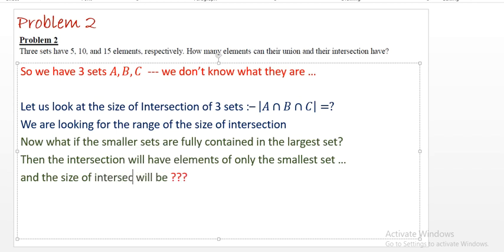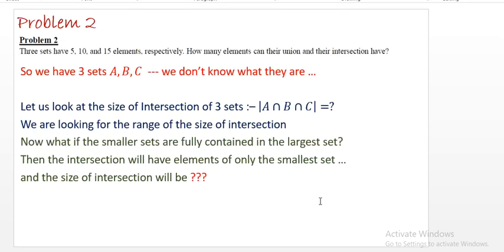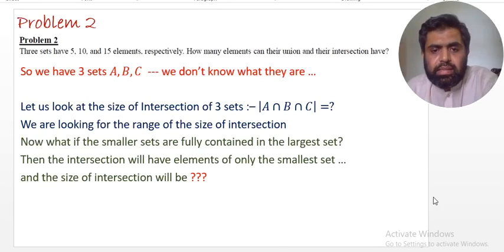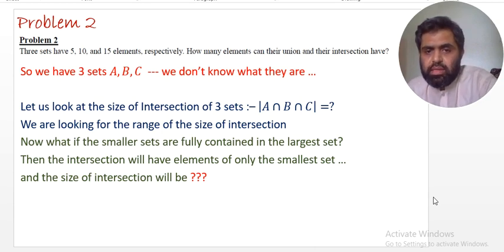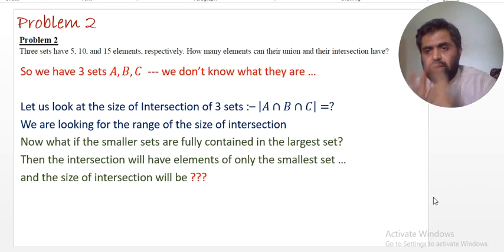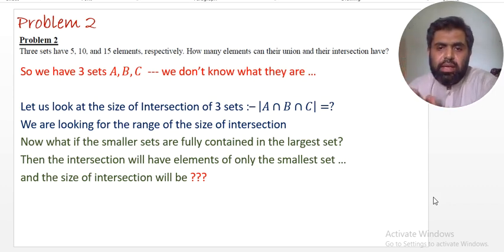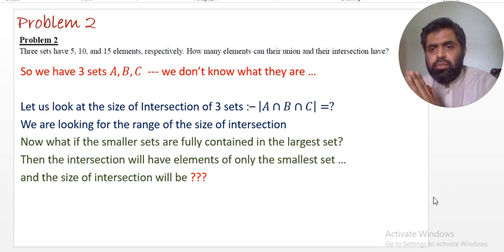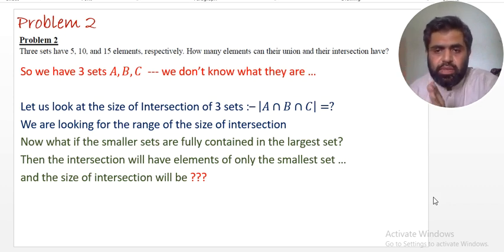So we have got the minimum size and the maximum size in both cases, in case of union and in case of intersection. So now you can answer the size of union will be starting from which point till which point, and size of intersection will start from which point till which point.